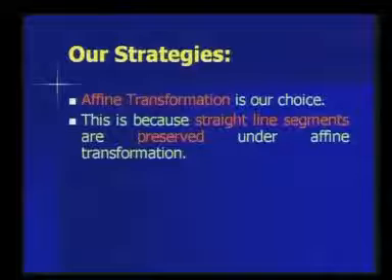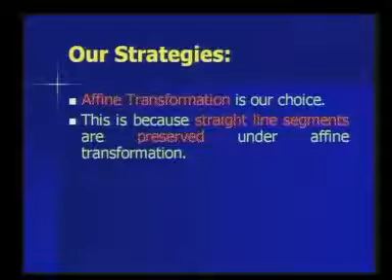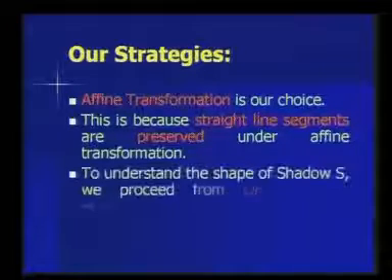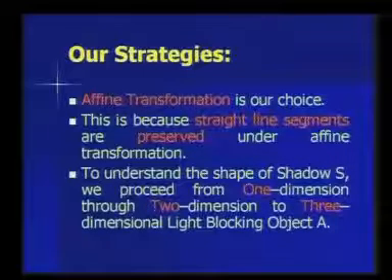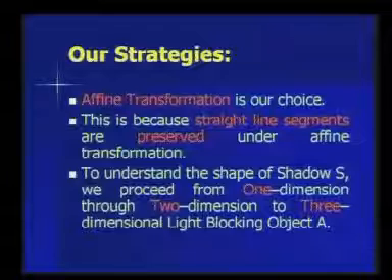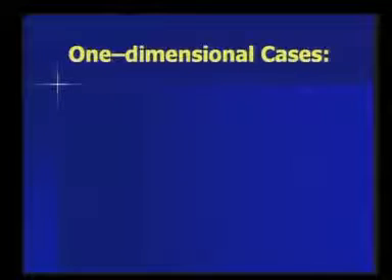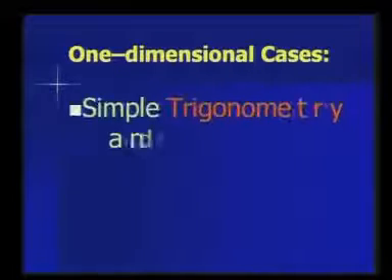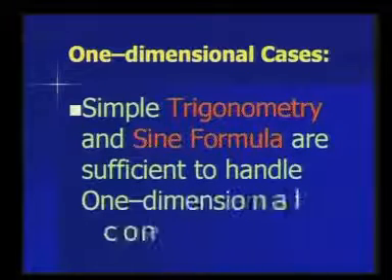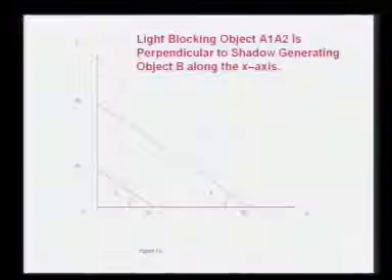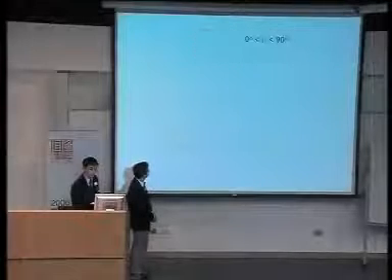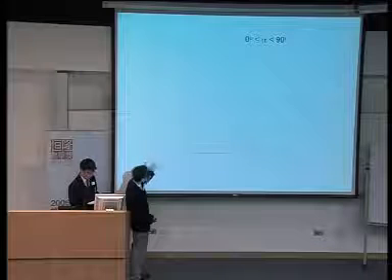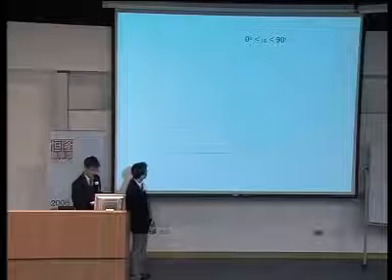This is because straight line segments are preserved under affine transformation. To understand the shadow S, we divide all the cases into three situations: one-dimensional, two-dimensional, and three-dimensional cases. For one-dimensional cases, we apply simple trigonometry and sine formulas. Here are the objects A1 and A2, which are perpendicular to the shadows S1 and S2. For the second case, the object makes an angle alpha with the horizontal level.